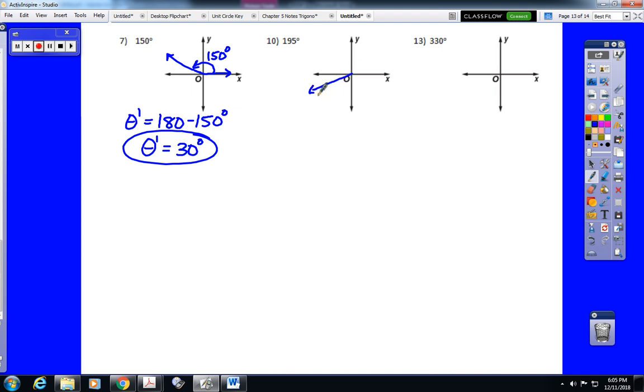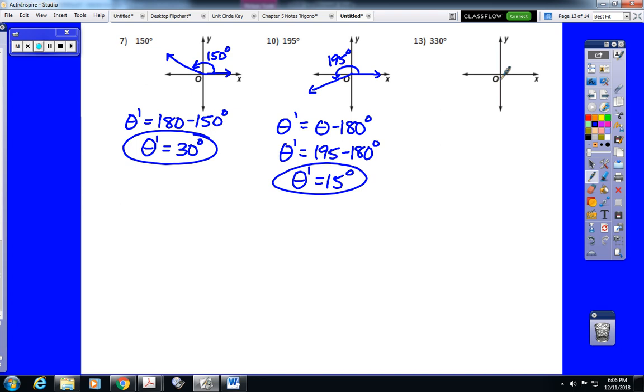195 degrees is in quadrant 3, so we draw a picture in quadrant 3 and label it 195 degrees. That also means that the reference angle is the angle minus 180 degrees. So that would be 195 minus 180, or 15 degrees.